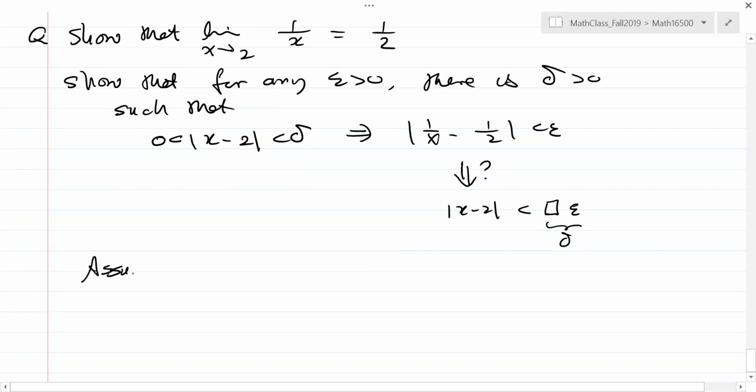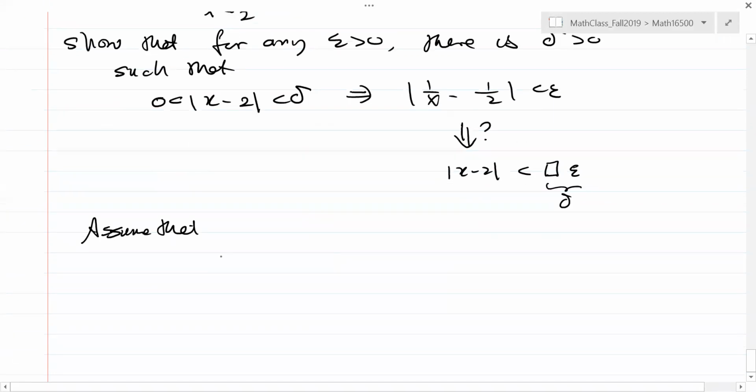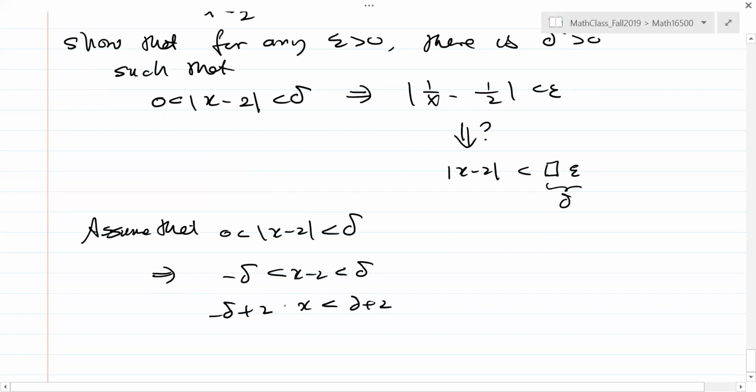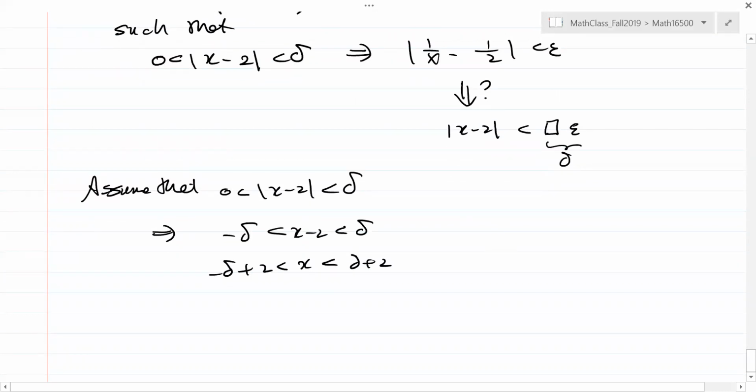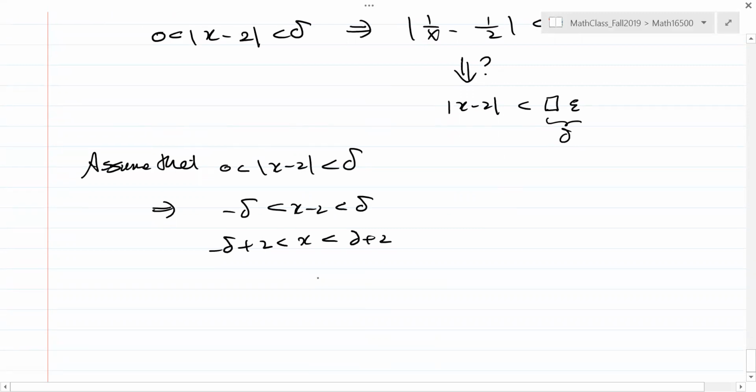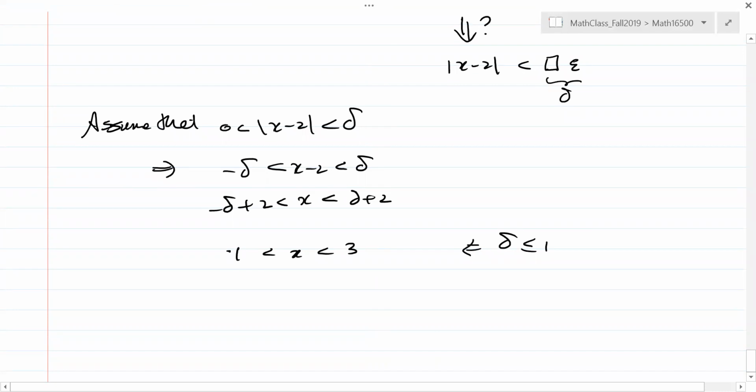So we have to put two assumptions on delta. We assume that 0 is less than |x minus 2| less than delta. Then it implies negative delta less than x minus 2 less than delta, then x less than delta plus 2, and x greater than 2 minus delta. I need to make sure that x is away from 0, because you look at the expression 1/x, x cannot be 0. So I need to put an assumption: delta is less than 1. That's our first assumption on delta. So x is between 1 and 3.